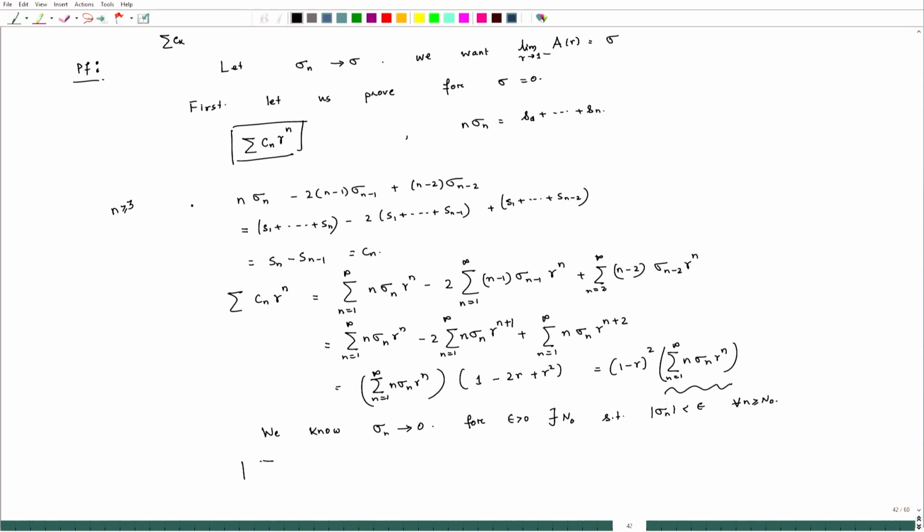Therefore, mod of summation over n from 1 to infinity n sigma n r to the power n, this is less than or equal to, I can get that, summation n equal to 1 to n naught minus 1 n sigma n r to the power n, plus summation n equal to n naught to infinity n mod of sigma n and then r to the power n. Okay. So, let us call this as I 1 plus I 2.